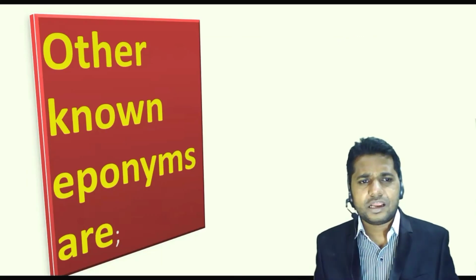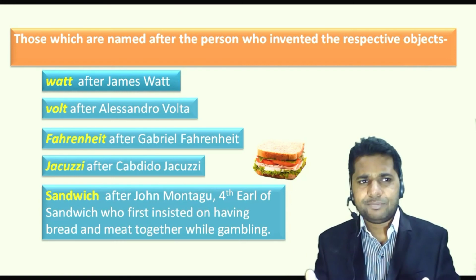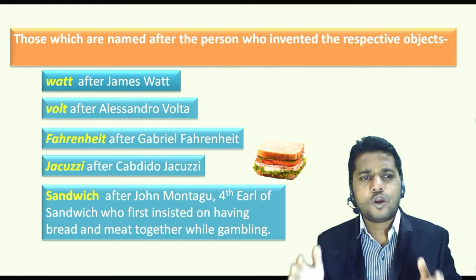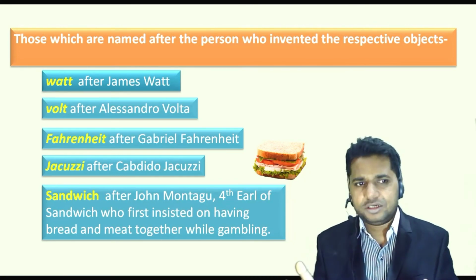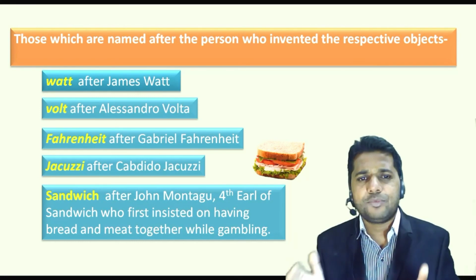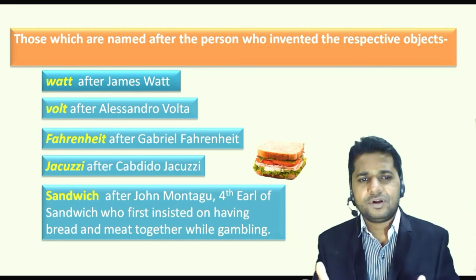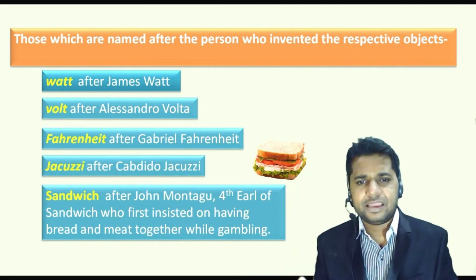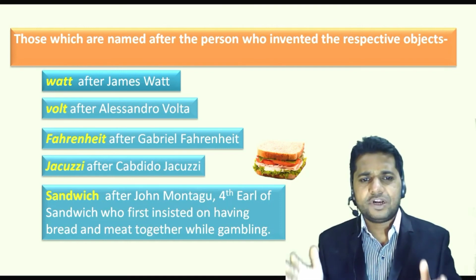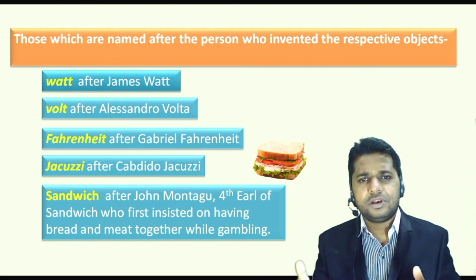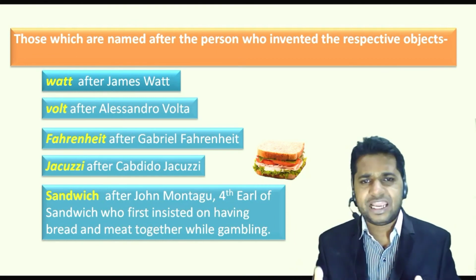Then there are other known eponyms in English. For example, some are named after the person who invented the respective objects, like Watt after James Watt, Volt after Alessandro Volta, Fahrenheit after Gabriel Fahrenheit, Jacuzzi after Candido Jacuzzi. It's a hot bath tub, you can say. And sandwich, it's after John Montagu, 4th Earl of Sandwich. Earl of Sandwich is a noble rank which was given to John Montagu.